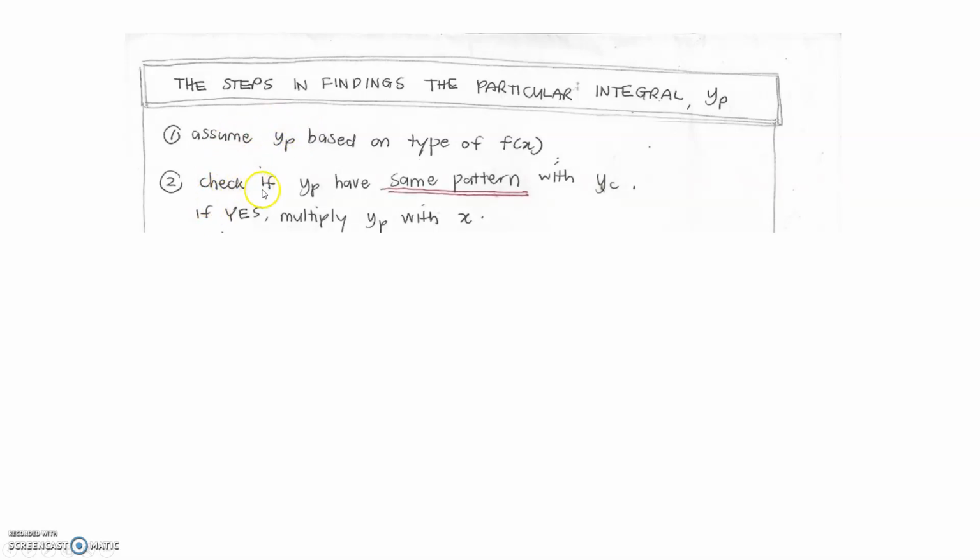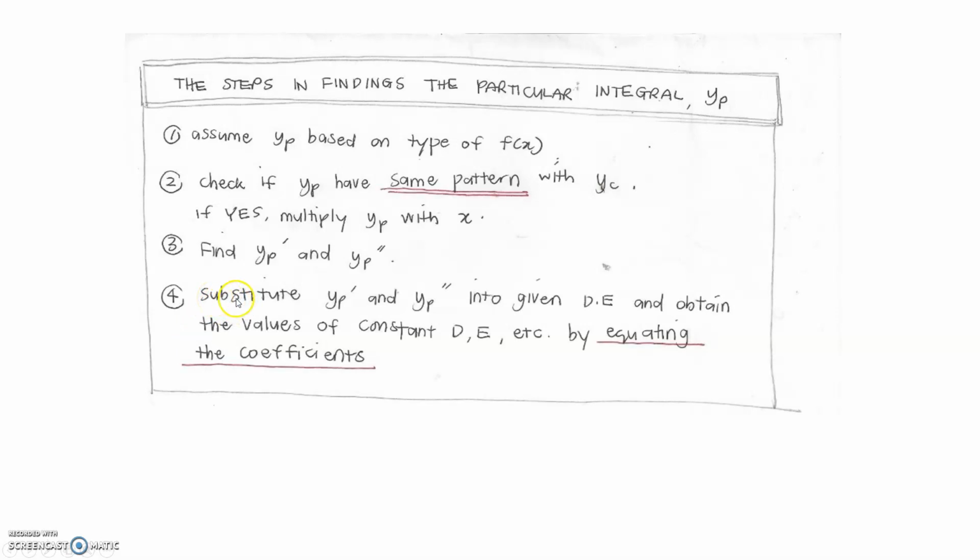Once you assume your YP, you need to check if the YP has the same pattern as YC. If yes, you need to multiply the YP with x, and then check again. If it still has the same pattern, you multiply with x over and over again until the pattern is not the same. Once the YP is not the same, you can proceed to step number 3. You need to find the YP prime and YP double prime.